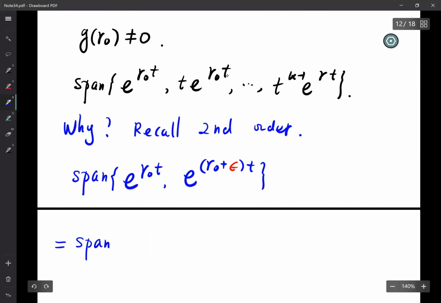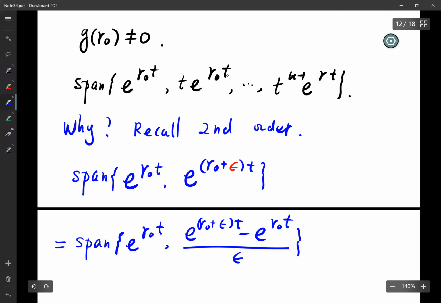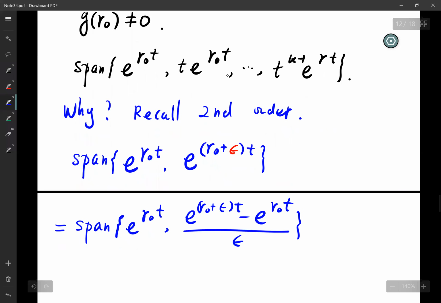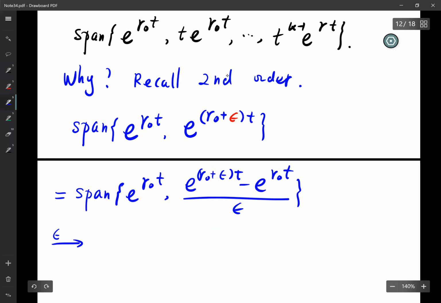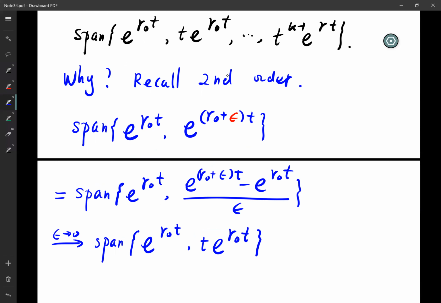But since we're dealing with the span, we can do arbitrary linear combinations. I can arbitrarily add two things together. I can also subtract them. I can divide by a constant, let's say epsilon. And then I take a limit, epsilon goes to 0. So this one is just the derivative. That is, this is t exponential R naught t. Any question?